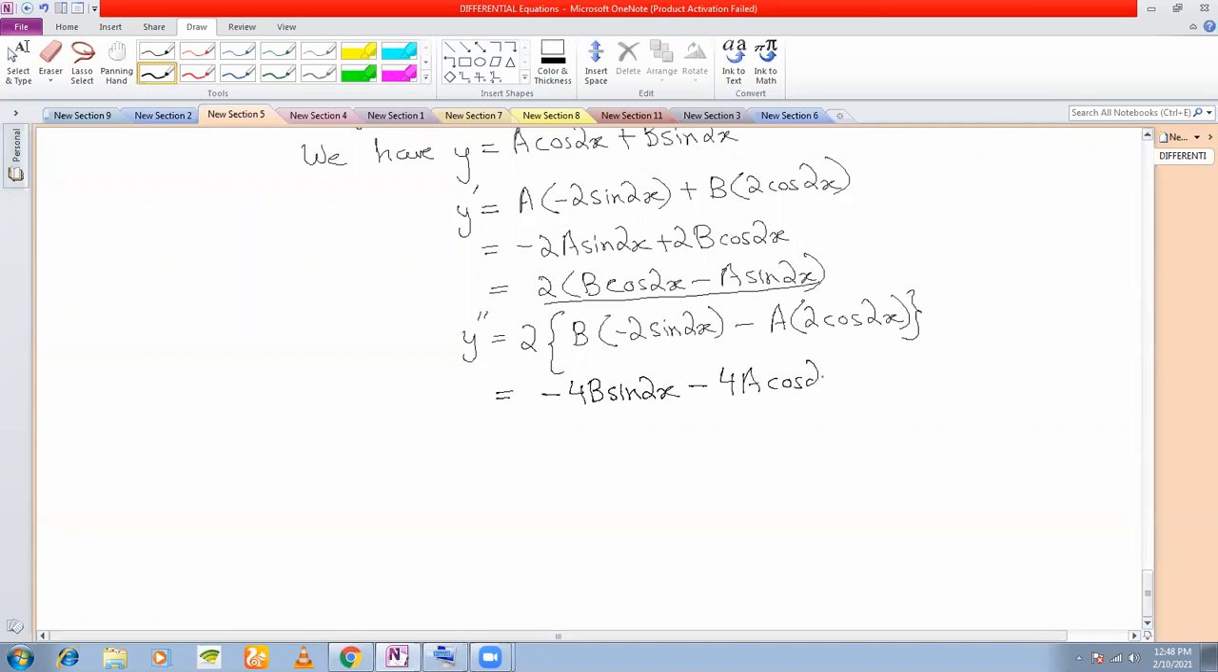Yes, this is it, if you open everything. Now what you can do is take minus 4 common. You get b sin 2x plus a cos 2x, right? You got y dash. Now let us put it in the left hand side of the differential equation.